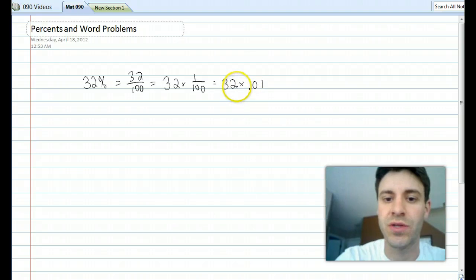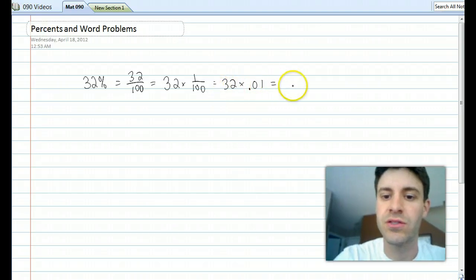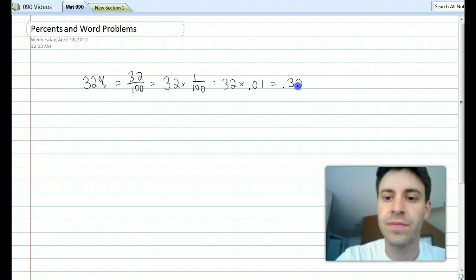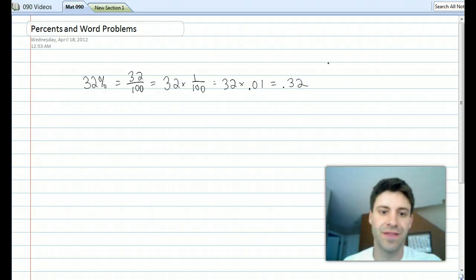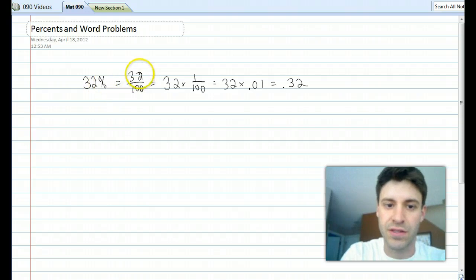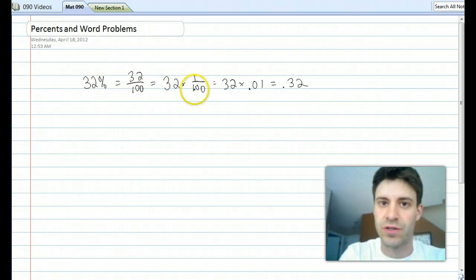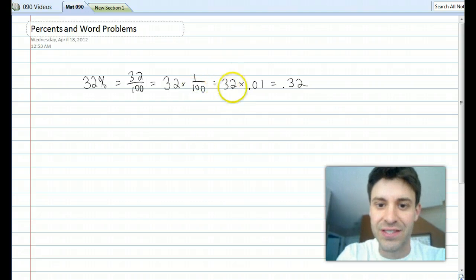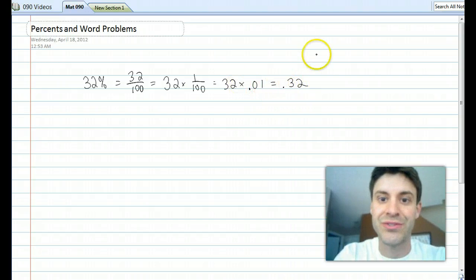You just move the decimal place on 32 left 2 units. So this line of things are all equal to each other. 32% is the same thing as 32 over 100, and that's the same thing as 32 times 1 over 100, and that's the same thing as 32 times 0.01, and that is the same thing as 0.32.